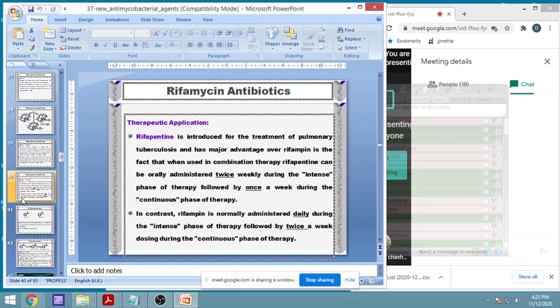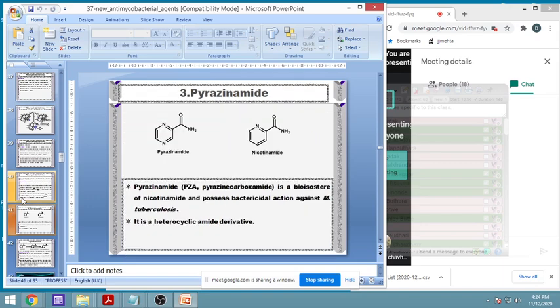The therapeutic application of rifampicin is in the treatment of pulmonary tuberculosis. The major advantage of rifampicin is that, when used in combination therapy, it can be administered orally twice a week during the intense phase of therapy. These are various phases of therapy, which we shall be seeing; we call them regimens. This is followed by once a week during the continuous phase. Rifampicin is normally administered daily during the intense phase, followed by twice a week dosing for the continuous therapy. This is because of pharmacokinetic differences, as it can have a longer half-life.